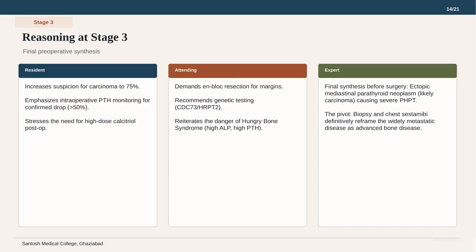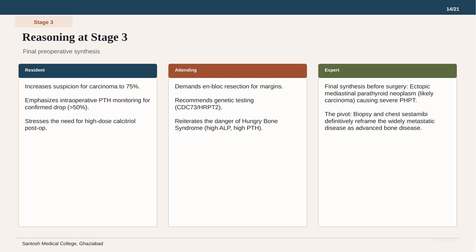As we prepare for surgery, our experts provide a final synthesis. The resident's suspicion for carcinoma has risen to 75%, and they emphasize the importance of intraoperative parathyroid hormone monitoring to confirm a drop of more than 50%. They also stress the need for high-dose calcitriol after surgery. The attending demands an en bloc resection to ensure clear margins and recommends genetic testing for specific mutations like CDC73.